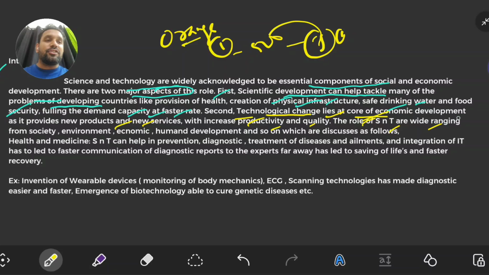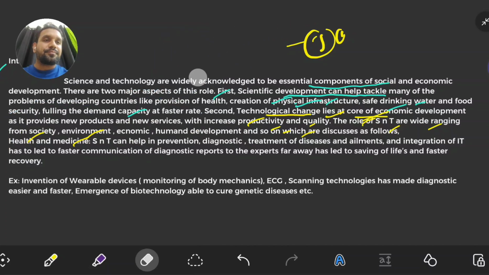The role of science and technology is wide ranging across society, environment, economy, human development, and so forth. All of them we can discuss one by one. Okay, health and medicine: let us see the first one here. It is a heading.